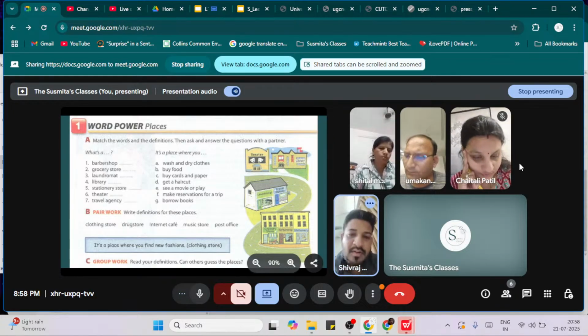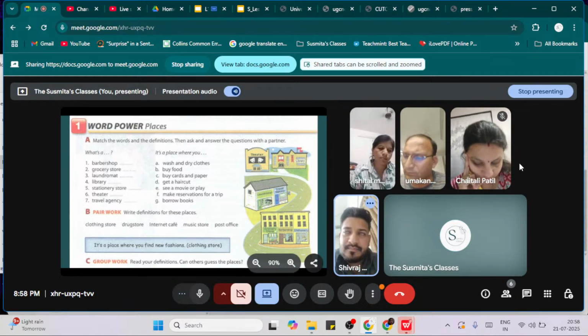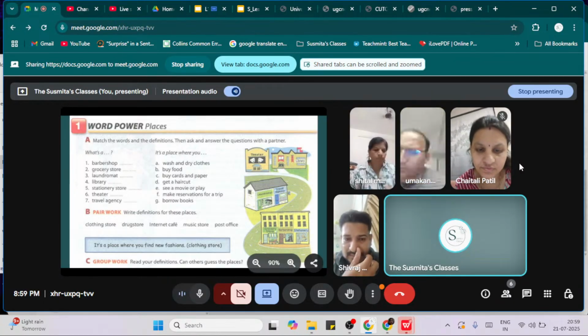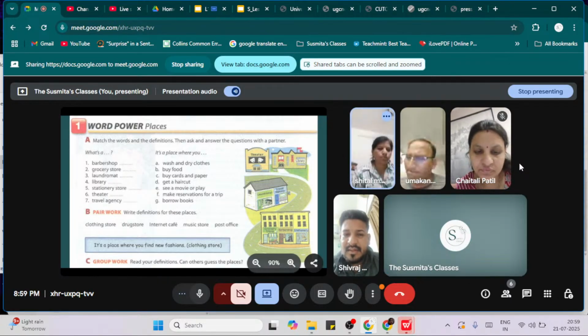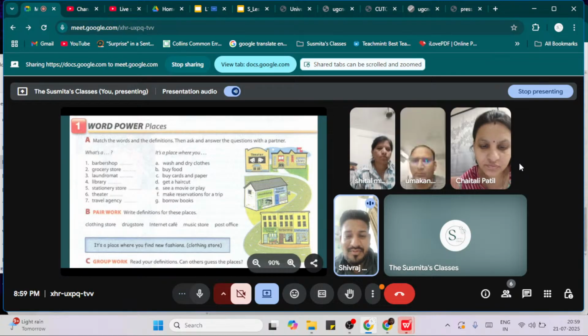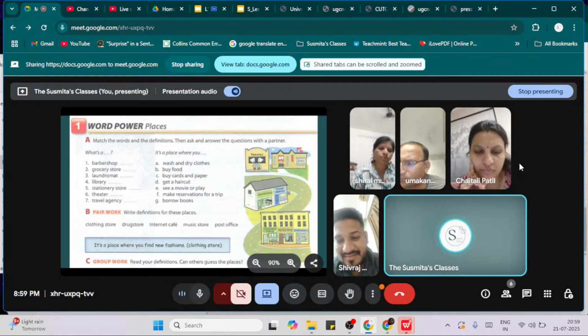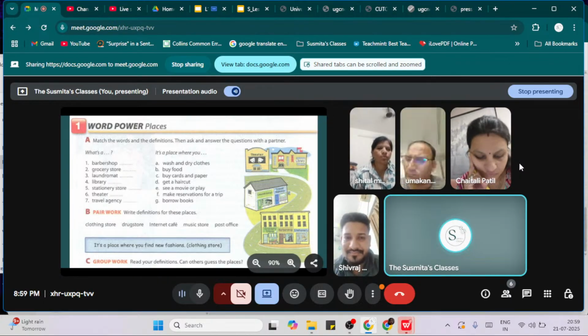It is a place where you go and use computers or surf internet on hourly basis, especially when you are in college. A cyber cafe is called an internet cafe. Simple. So you will write the same thing that I said right now. It is a place where you go and use computer and surf internet on hourly basis most of the times.